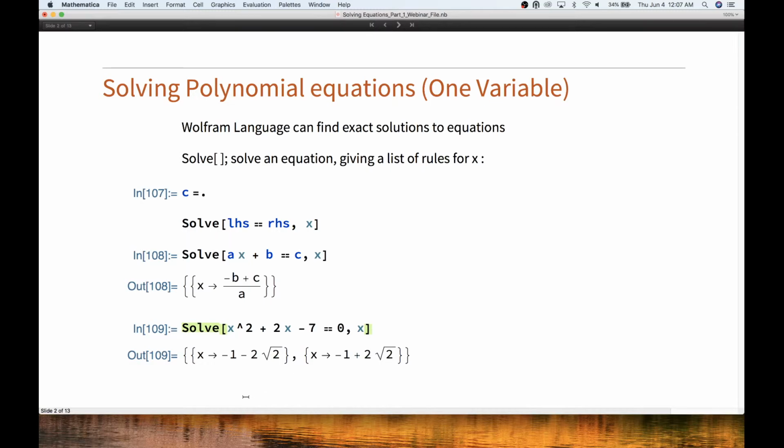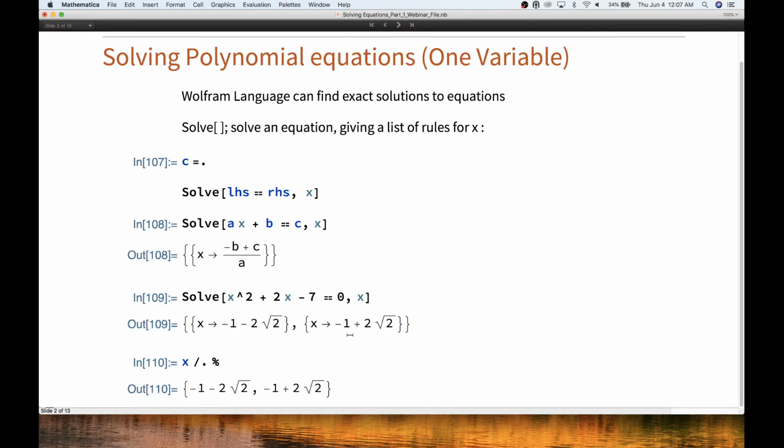So you see from here that this gives the two solutions to the quadratic equation, and the solutions are given as replacements of x. The advantage of having the replacements for x is that you can now get a list of actual solutions for x by applying the rules generated by Solve. For example, if I say x and replace by the last result, I only get the values, and now I can use it further in my calculations if I need to.